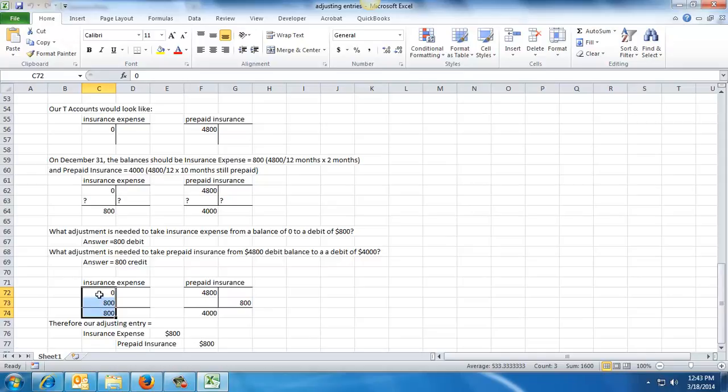is, to go from 0 to 800, we would have to debit insurance expense by $800, and then the prepaid insurance, to go from 4,800 back to 4,000, we would have to credit that account for $800. Therefore, our journal entry would look like insurance expense $800, prepaid insurance $800.